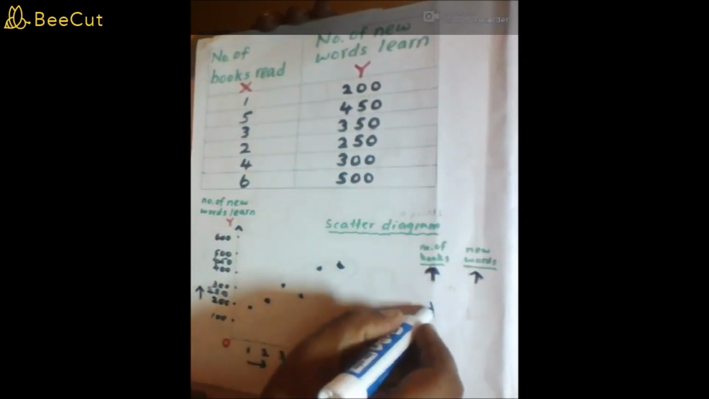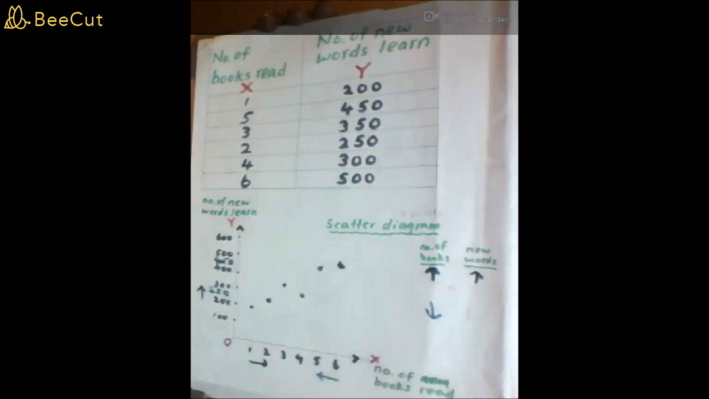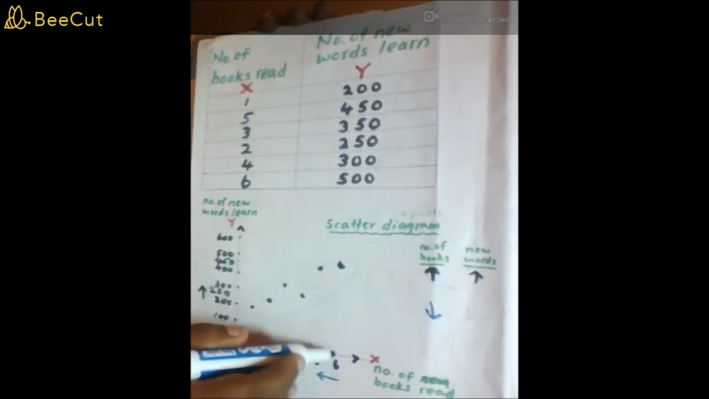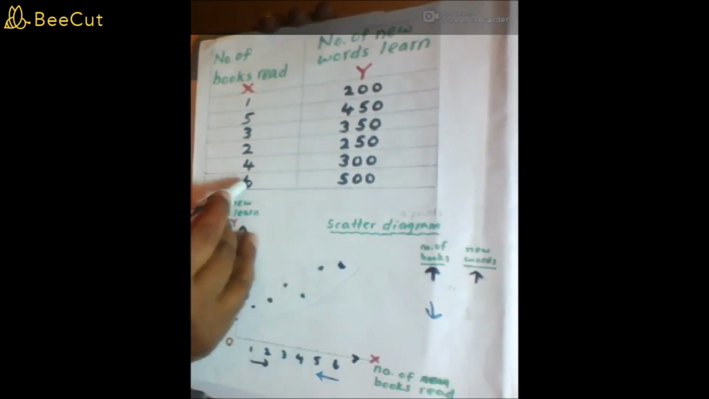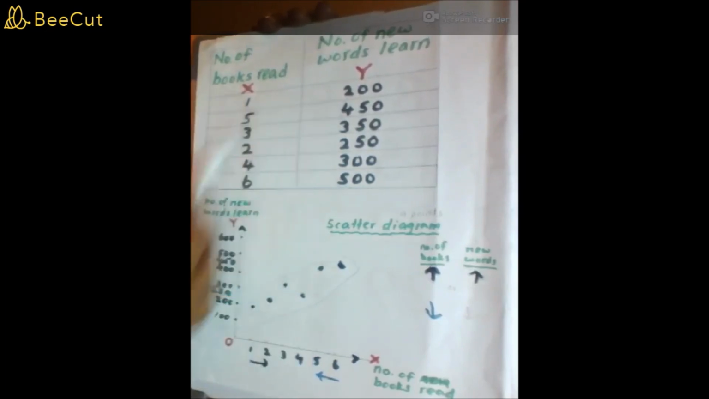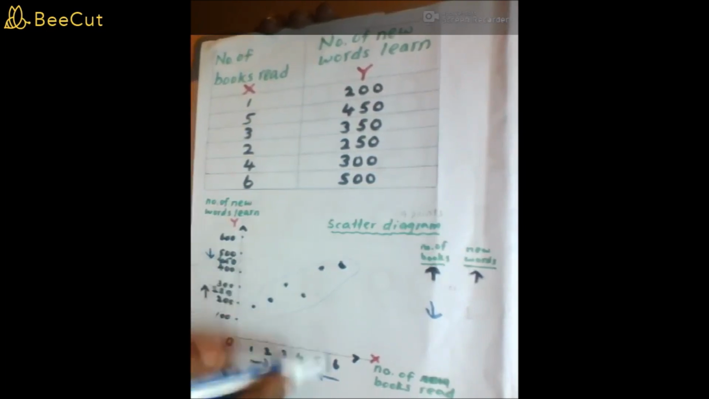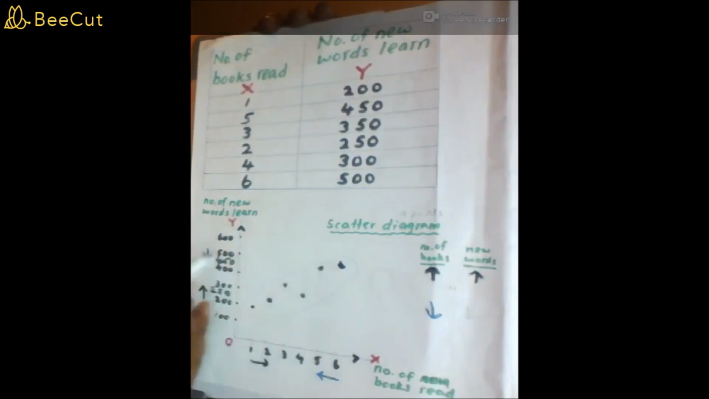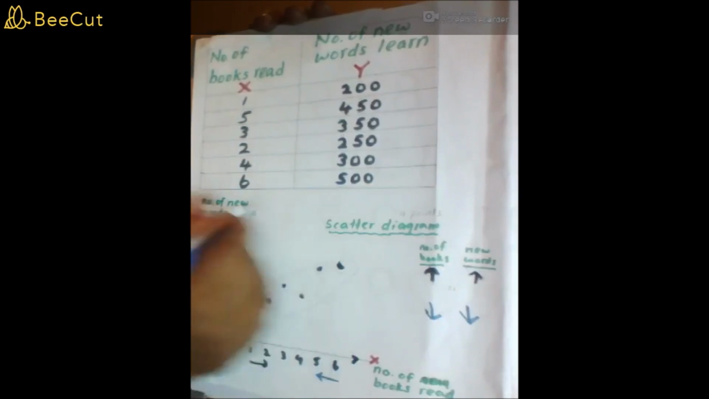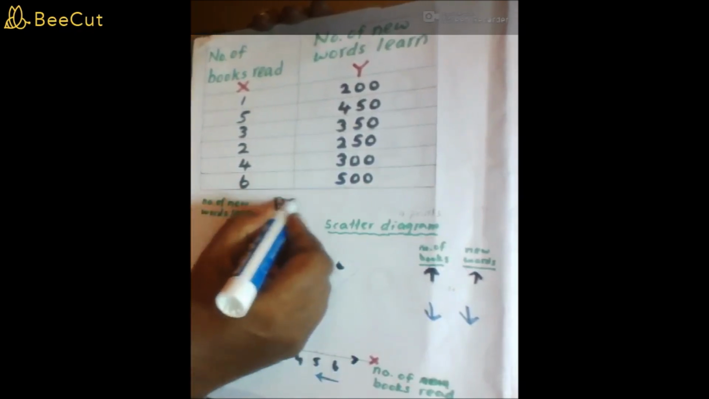Number of books you decrease, right? What will happen to the number of words you learn? Here 6 books, 500 words. Now 5 books, 450. So when you decrease one variable, the other variable also decreases. So if you have this condition, then we can say there's a positive relationship.